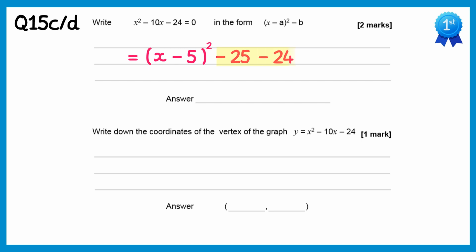We then simplify these last two bits here, so we've got x minus 5 squared, and then -25 subtract 24 is -49. Now it's in the completed square form.